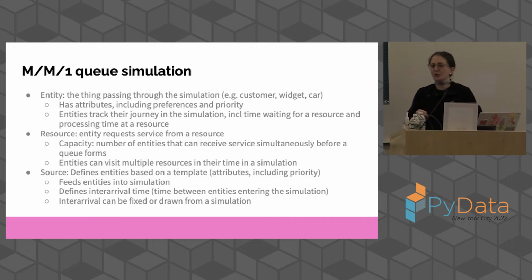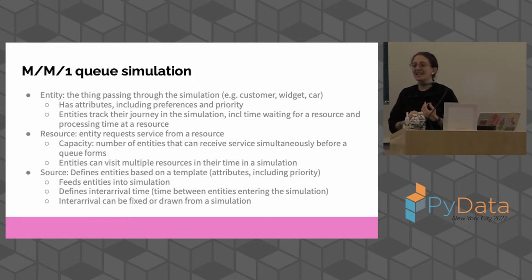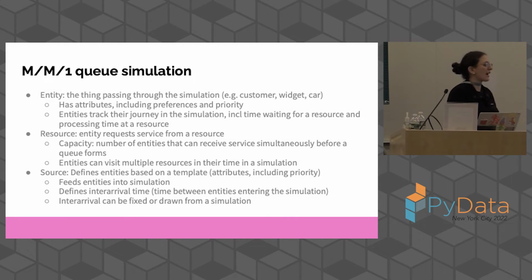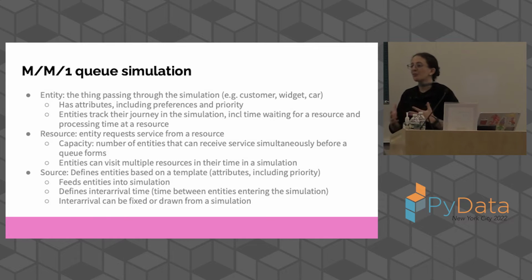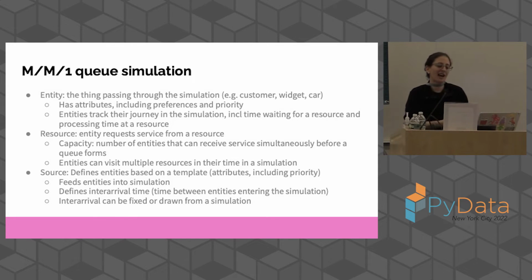Okay, now we're going to get closer to how we talk about this in code. So within our MM1 queue simulation, we're going to have 3 types of things. The first one is the entity. The entity refers to the thing, great descriptive word, I know, passing through the simulation. It could be a customer, a widget, a car. It could be an item, not a person, if it's something that requires service, like a machine that has gone faulty and we need to fix it.